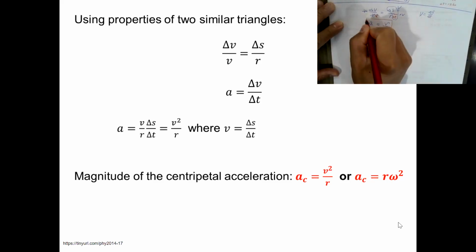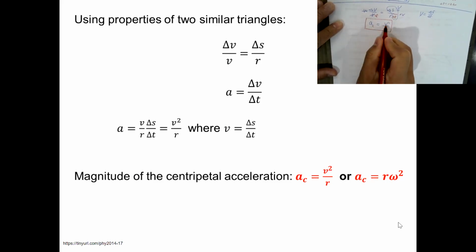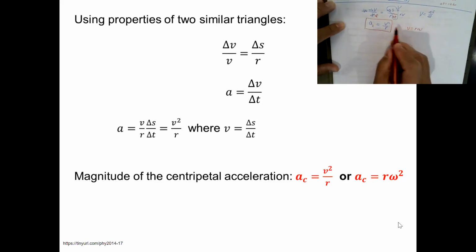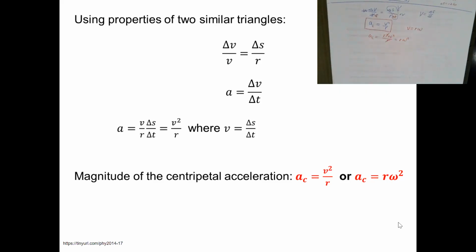So this is the magnitude of centripetal acceleration. It should be equal to the linear speed squared over r. Earlier we saw that linear speed is equal to r times omega. So if you replace v with r times omega, then centripetal acceleration is also equal to r squared omega squared divided by r, which gives you r times omega squared. So your centripetal acceleration can be expressed in this form, and also in this form, depending on whether you are given the angular speed or the linear speed.